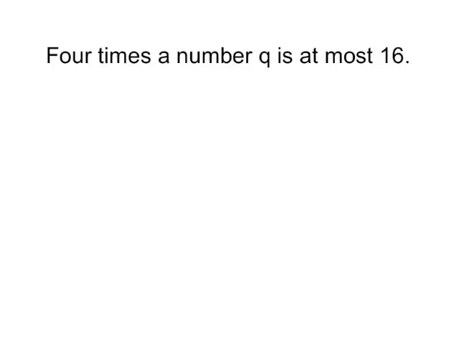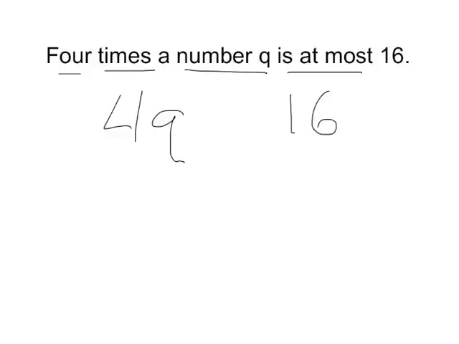4 times a number q. So 4q is at most 16. Now this is where it's tricky. Most people look at that word most and they think greater than. But when we really look at the whole sentence, we're saying that 4 times q is at most 16. It's saying that the biggest it can be is 16. That means that 4q really needs to be less than that. And because it's at most 16, it also can include 16. So it's actually less than or equal to.